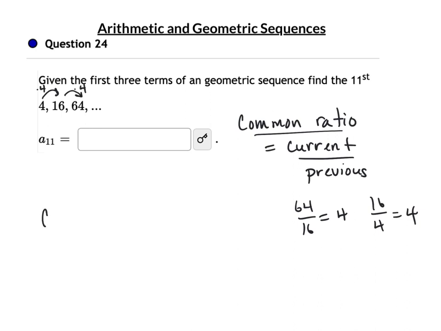To get to the 11th term, a sub 11, I start at 4. I'm multiplying by 4 every time I move. To get to the 11th spot from the first, I only have to multiply by 4 10 times. That's 4 to the power of 10. That is 4,194,304.